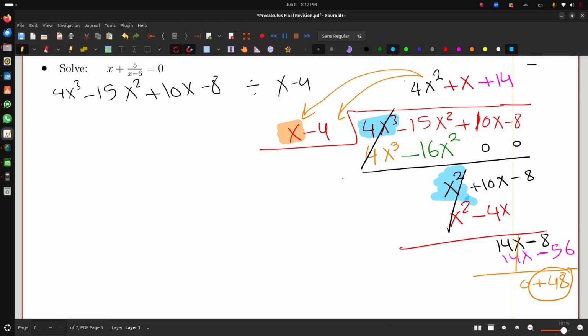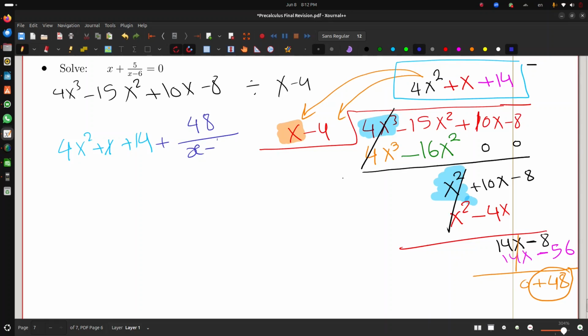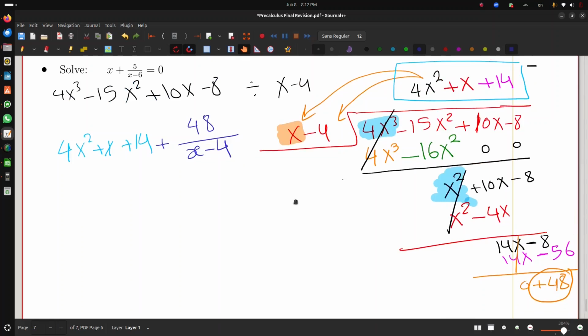It's easy. You will take the quotient, so it will be 4x power 2 plus x plus 14. And don't forget, when you have a remainder, you will add the remainder divided by the divisor, which is x minus 4. And you're done. Next question.